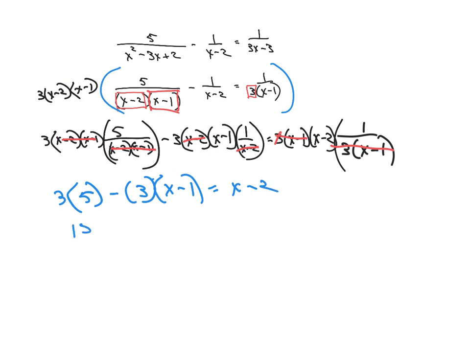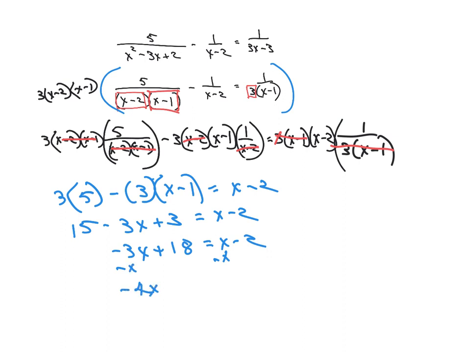Okay, so 15 minus 3x plus 3 equals x minus 2. And let's see, what are we going to do? Negative 3x plus 18, 15 and 3. Okay. So let's move the x over. So that gives me a negative 4x plus 18 equals negative 2.